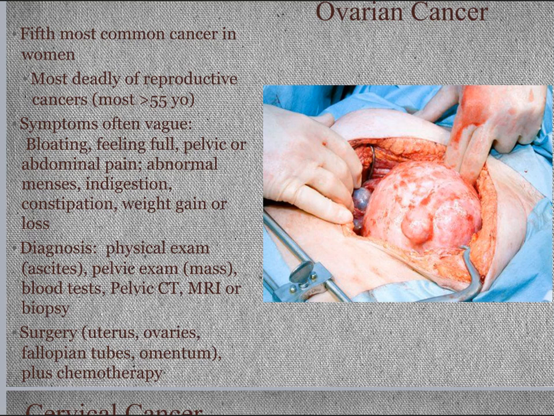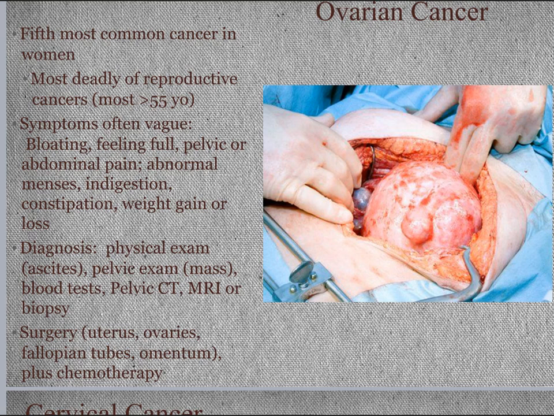Symptoms are very vague: bloating, feeling full, pelvic or abdominal pain, abnormal menses, indigestion, constipation, weight gain, and weight loss, right? So all pretty much typical symptoms. Nothing that your doctor will say is definitely ovarian cancer. Now, if you look to the right, you see how big this cyst is, right? How big this tumor is. So this is typically when it is found, when it is in its late stages, which makes it one of the deadliest cancers.